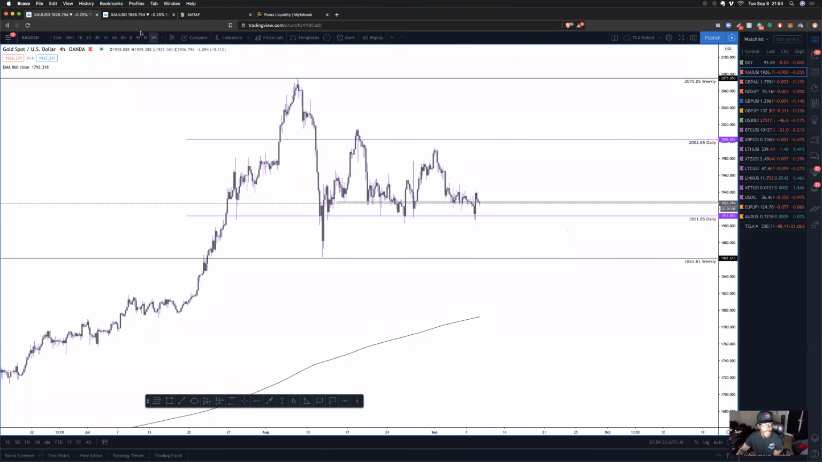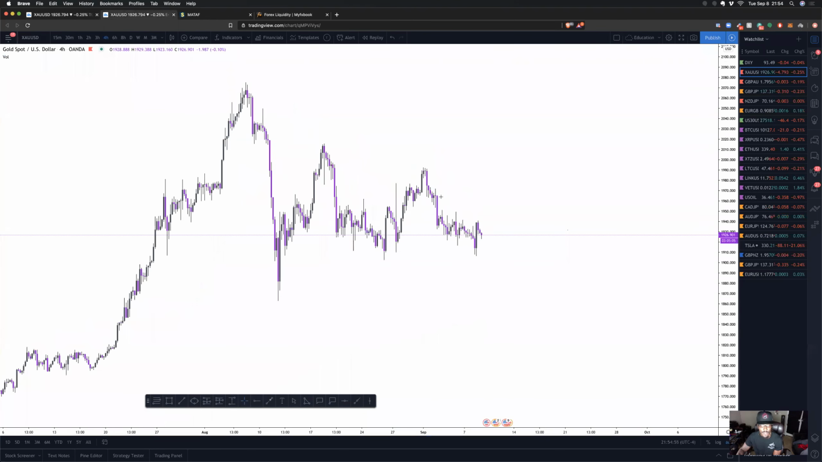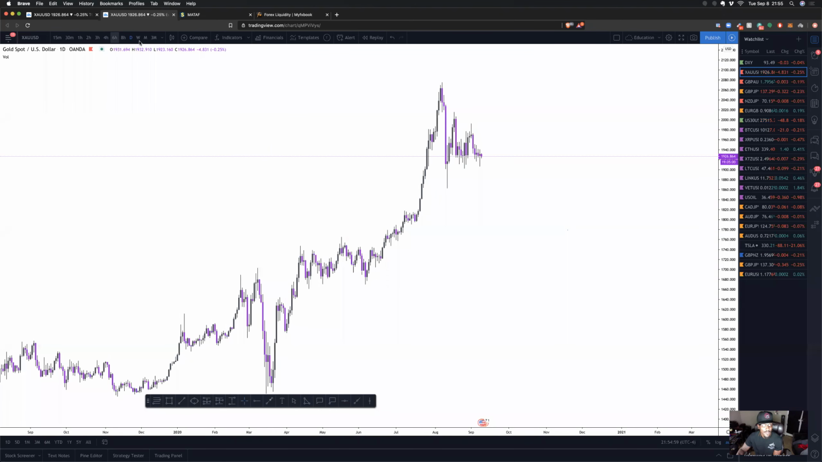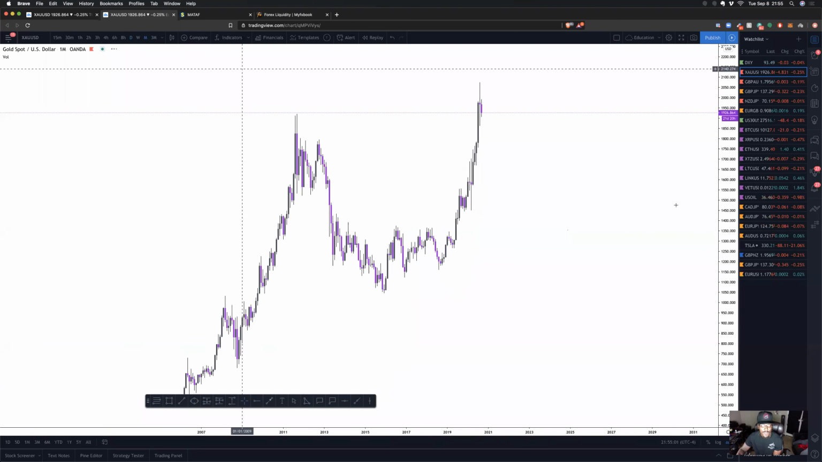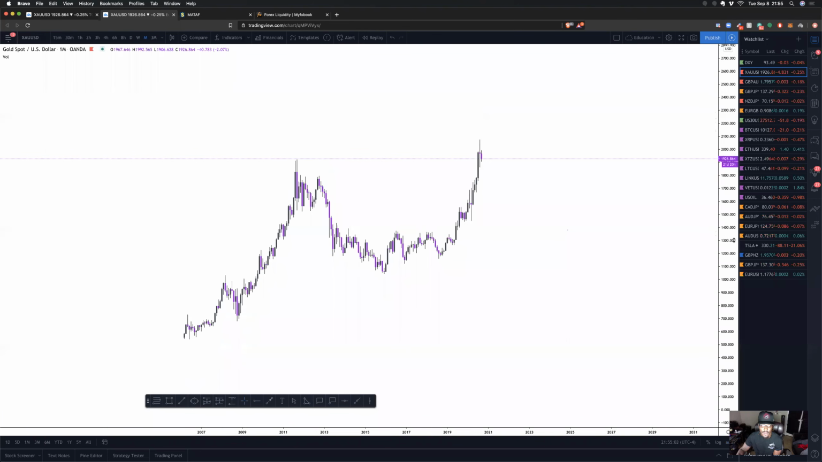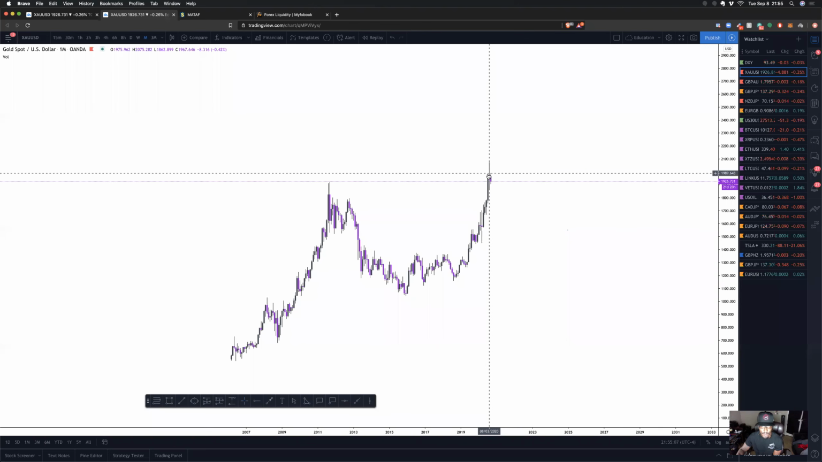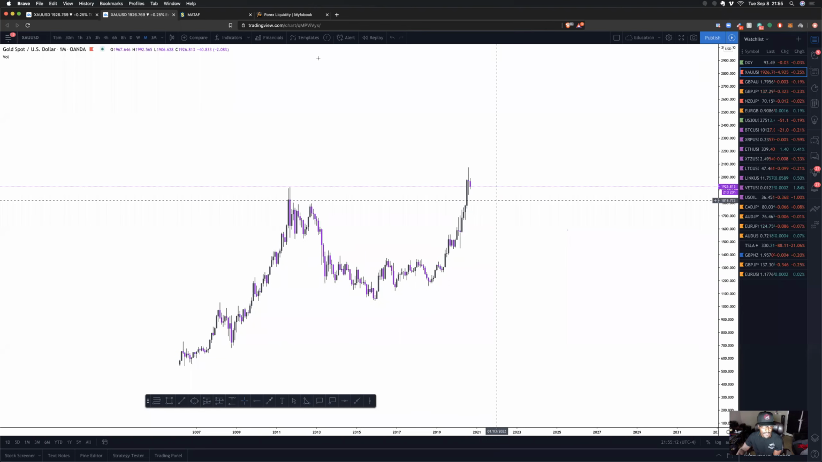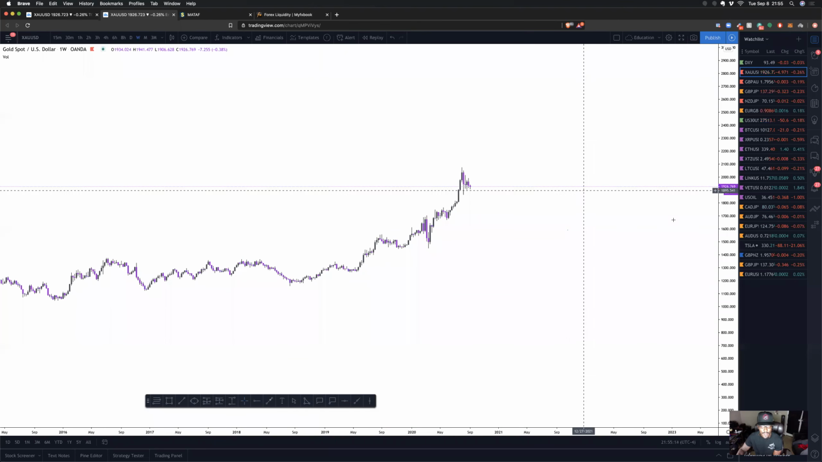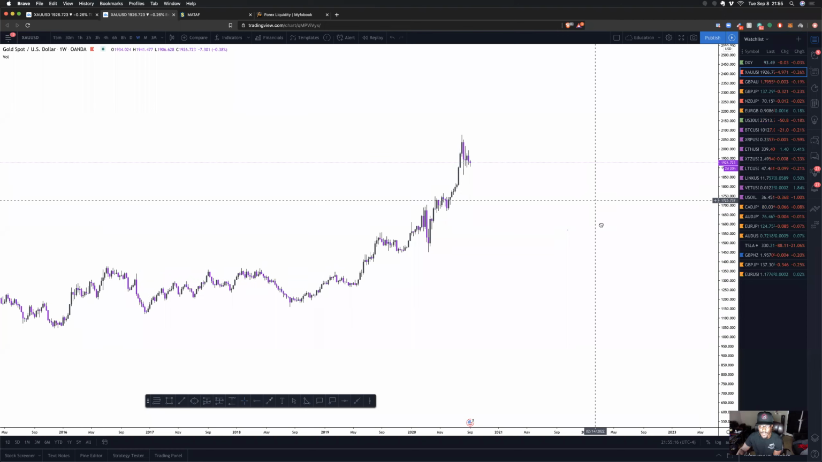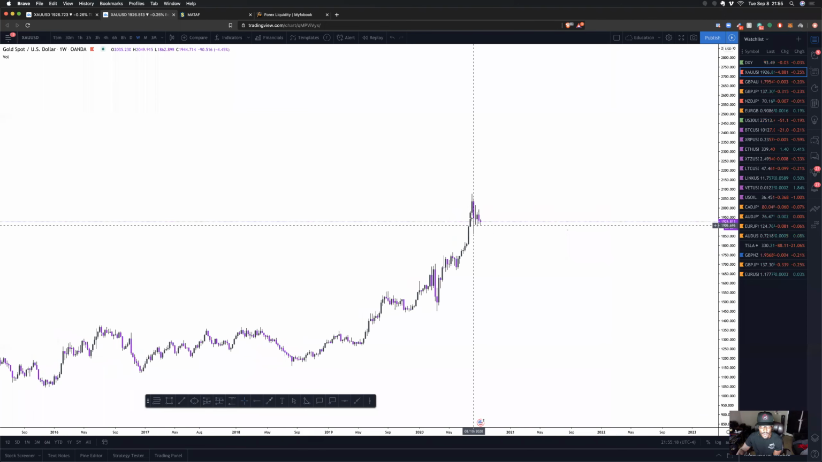So with gold right now, actually, let me just go back to this chart. Start with the monthly. As we can see, monthly time frame created a new high, but looking fairly bearish right now. Weekly time frame showing me the same thing. Bearish engulfing last week. This week still fairly bearish.